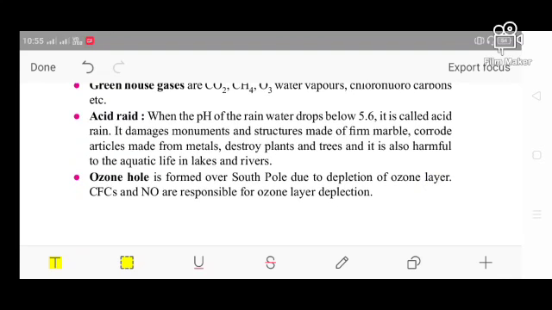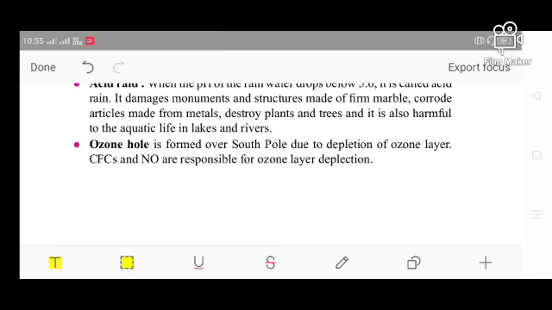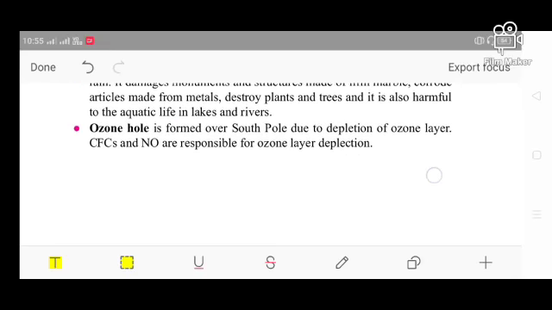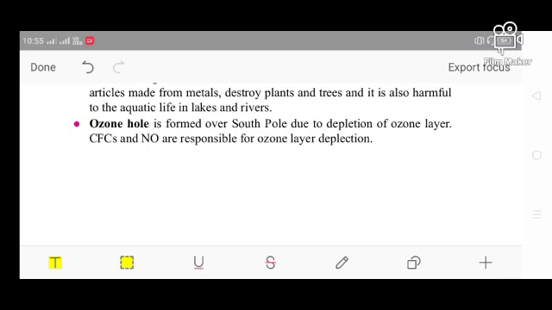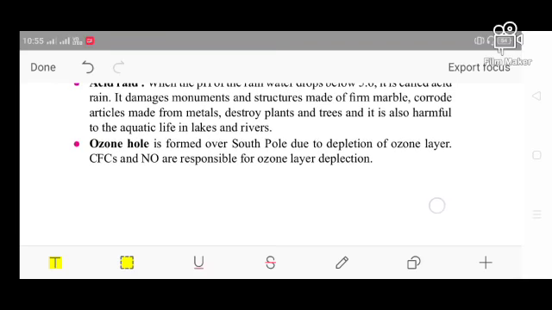corrodes the articles made from metals, destroys the plants, and the different aquatic animals. Okay, so some adverse effects of the acid rains are there. These are some adverse effects. Okay, so generally acid rain is not always helpful for us. It is a very harmful thing.